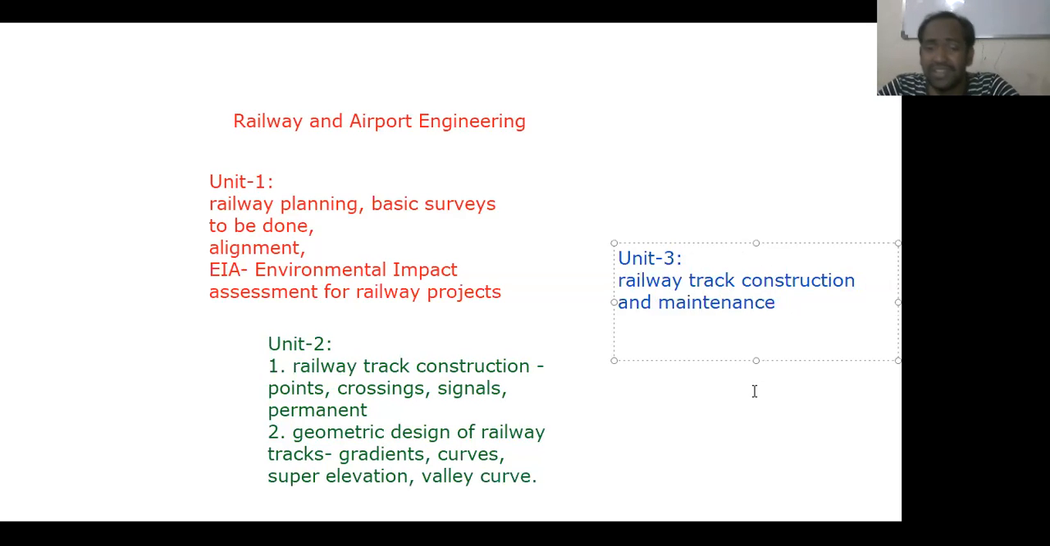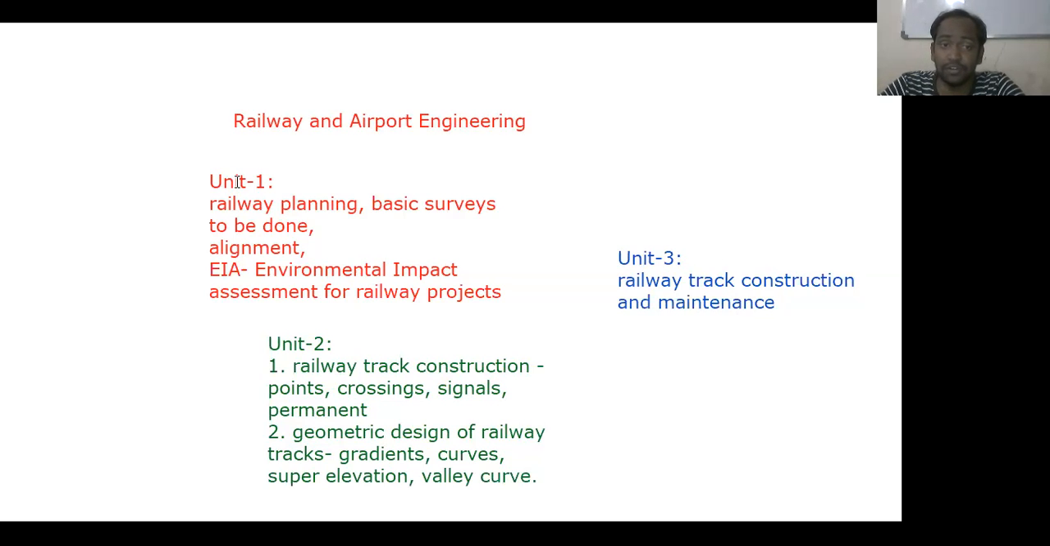Various things will be there in maintaining the railway tracks. What problems will occur, and in a track somewhere some failures may be there, sometimes some problems may arise. How to identify the problems, how to overcome them, what techniques we need to use, and what we need to know, all those things we will study in unit 3. Understand? So unit 1, unit 2 and unit 3 discuss railway engineering.